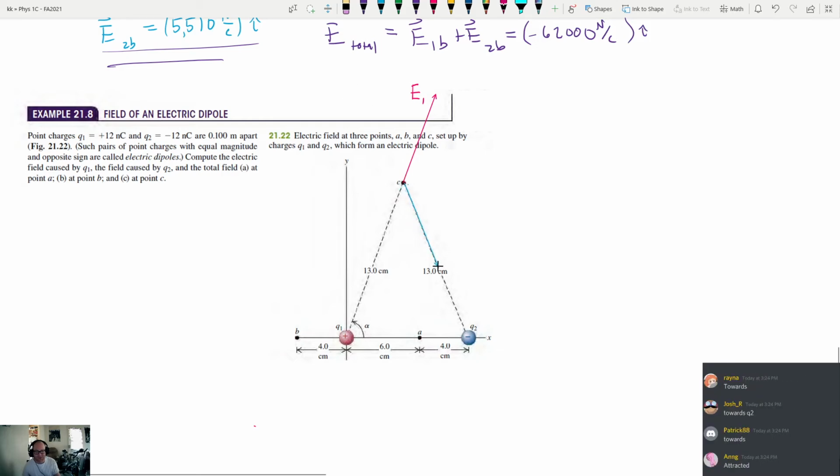So we're going to draw a vector. This vector is going to have exactly the same length. Now, I don't know if it exactly has the same length, but I'm going to try to draw it in such a way that it appears to have exactly the same length. So E2 goes down this way, and E1 goes up this way.